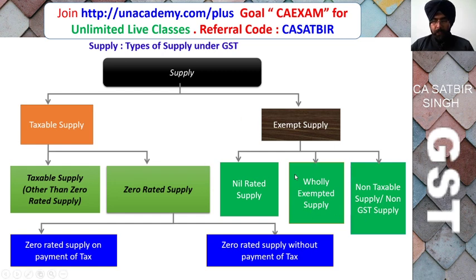Wholly exempted supply: there are certain supplies which are wholly exempted. Separate notifications are issued for goods and services which are exempted from GST. And another is non-taxable supply or non-GST supply. Even if goods and services are supplied, it will be neither a supply of goods nor a supply of services. For example, transportation services supplied to a deceased person are not taxable. It is mentioned in the schedule which is attached to the GST Act. So we will study this concept in detail.